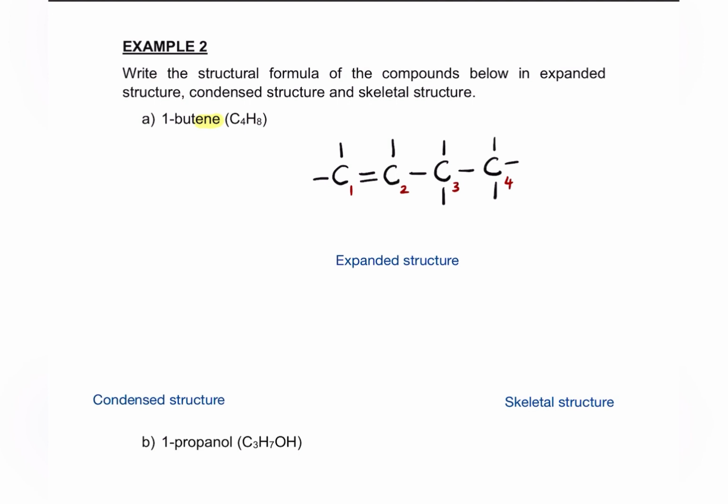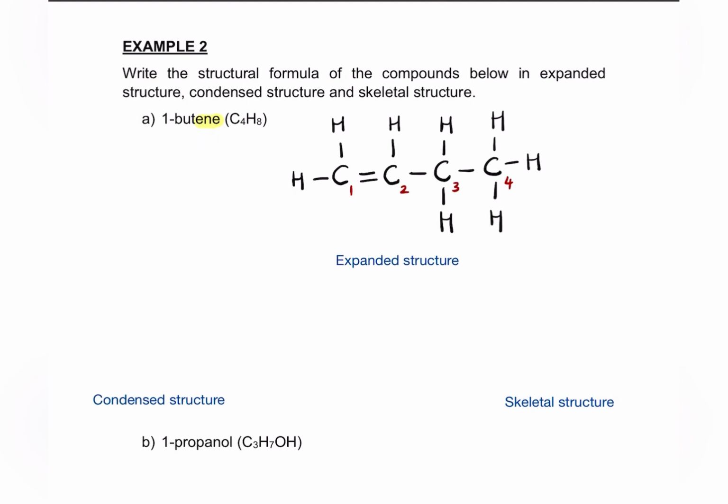And now I'm going to replace them. I'm going to attach the bonds with hydrogen. Make sure you put hydrogen with the correct numbering, 8 hydrogens. I'm going to start from carbon 1: 1, 2, 3, 4, 5, 6, 7, 8. So this is the correct expanded structure for 1-butene.